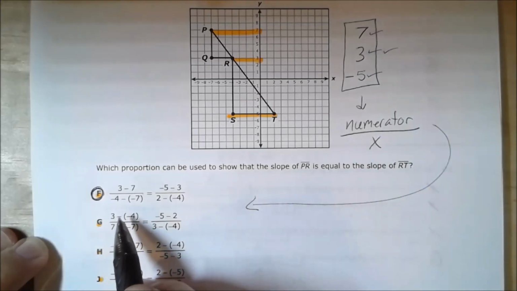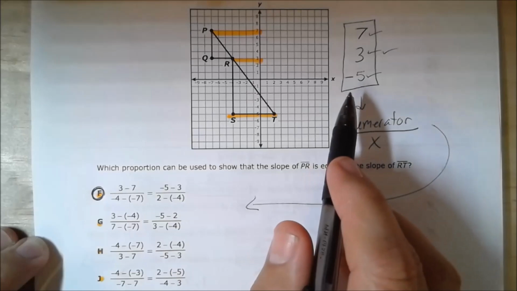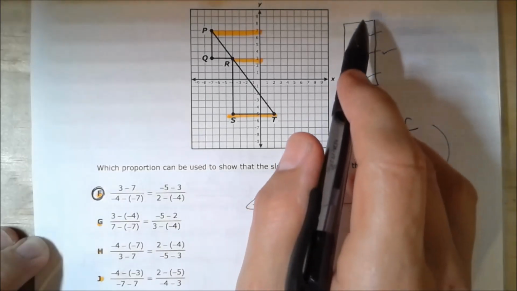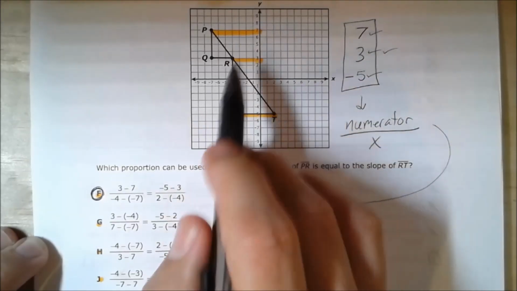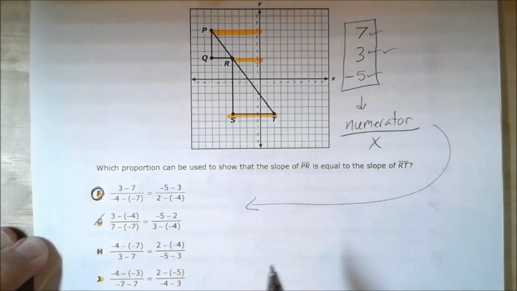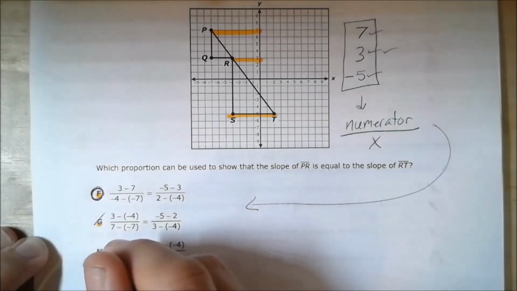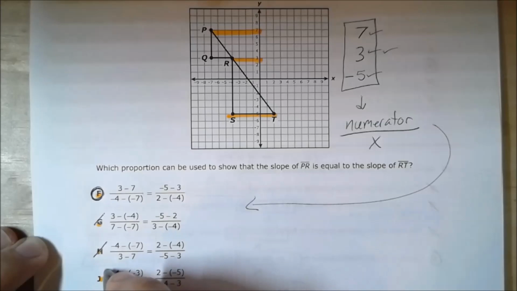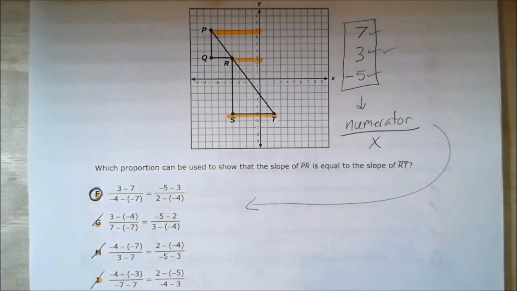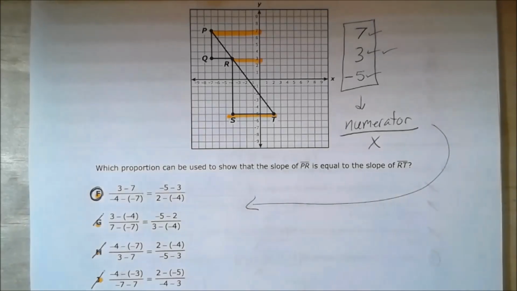G has 3 minus negative 4. Notice there is no negative 4. That's not a y value. So it can't be G. Again, H has a negative 4. Can't be H. J has a negative 4. Can't be J. Now, did we set up the proportion properly? No, we didn't. The idea is to set up the proportion. That is what was taught during the year. But just to give you a quick way to get the correct answer on this particular problem, to give you an edge, this is the best way to address it.